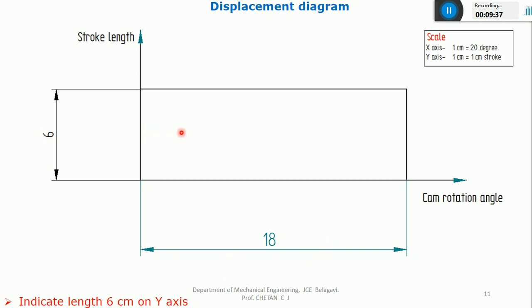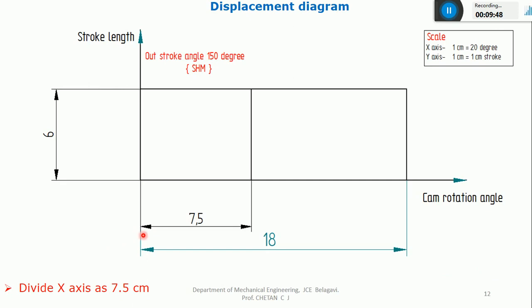The first angle is 150. Just calculate 150 by 20. How much is it? 7.5 centimeter. Okay, the 7.5 centimeter indicates it is 150 degree. It is nothing but the outstroke angle with a simple harmonic motion. And after that, there is no dwell at all. Directly, I'll indicate the return stroke angle, that is 150 degree. So you can see the first dwell angle is 0.